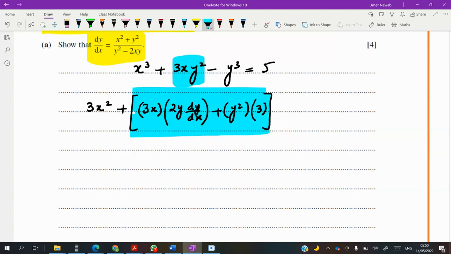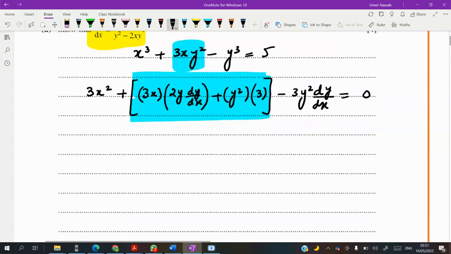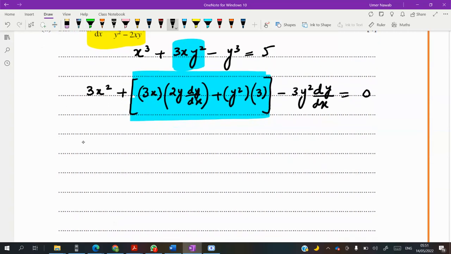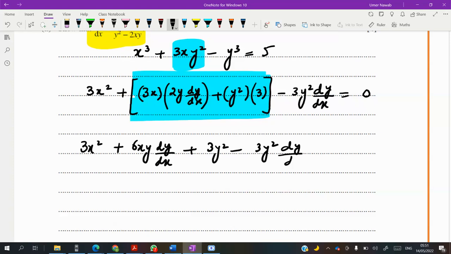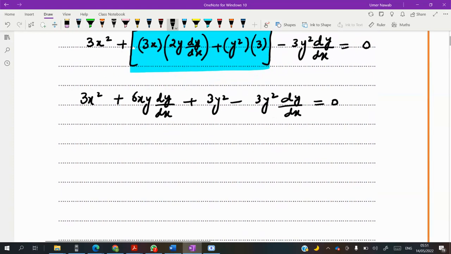I hope you guys are clear. Now minus y cubed: apply the power rule, 3y squared, times the derivative of y, which is dy by dx, and the derivative of 5 is 0. Open the brackets: 3x squared plus 6xy dy by dx plus 3y squared minus 3y squared dy by dx is equal to 0. Now keep the dy by dx terms on the left by taking dy by dx common.